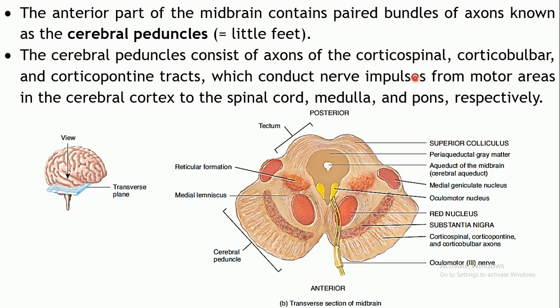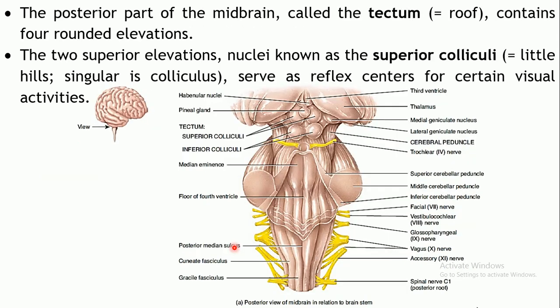So what does the name imply? These originate in the cerebral cortex and supply towards the spinal cord, in the case of the corticospinal tract. In the case of the corticobulbar tract, it is supplying towards the medulla, and corticopontine tracts will be relaying between the cerebral cortex and the pons. Pontine nuclei are present in the pons, right? So these are the three different types of tracts which are present in the cerebral peduncles.